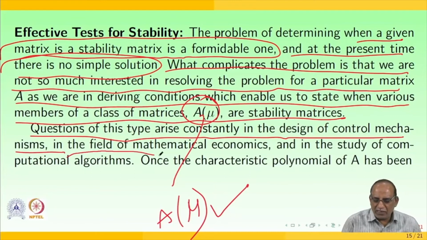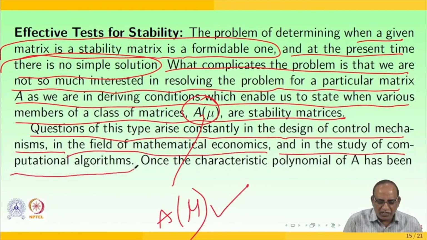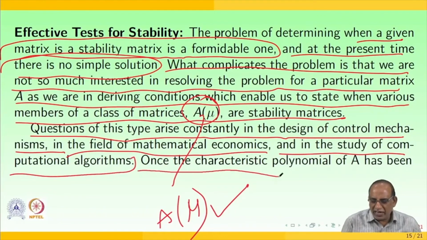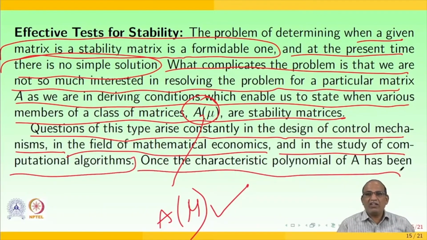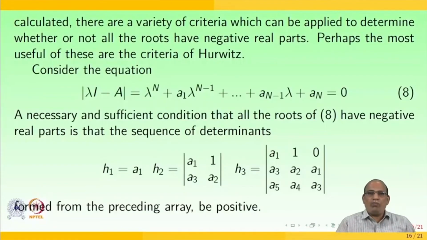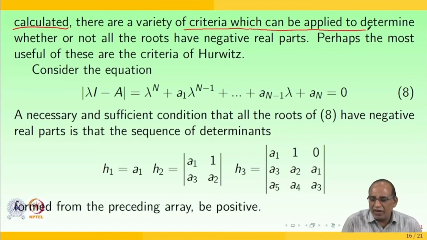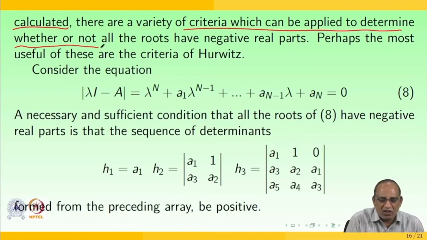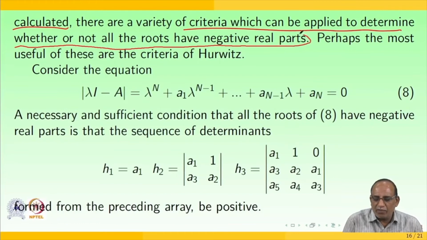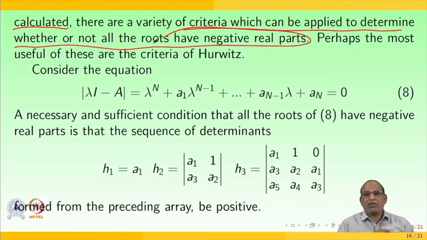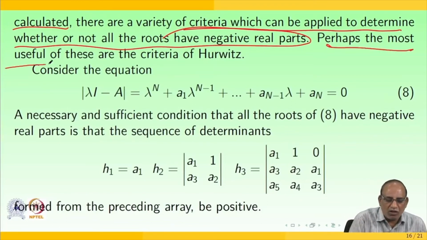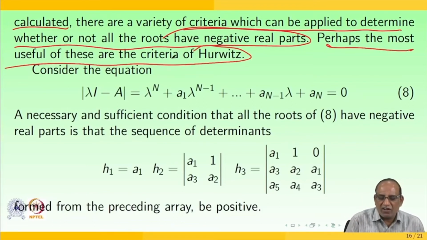They also arise in the field of mathematical economics and in the study of computational algorithms. Once the characteristic polynomial of A has been calculated, there are a variety of criteria which can be applied to determine whether or not all the roots have negative real parts. Perhaps the most useful of these are the criteria of Hurwitz.